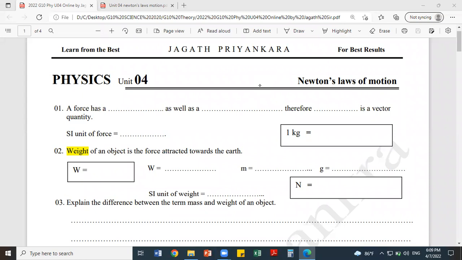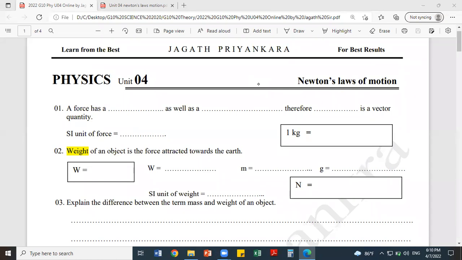Vectors and non-vectors. Vector means it has a definite direction as well as a magnitude. Therefore force is also a vector. For example, your weight is acting towards the gravity, therefore your weight is a vector. But your mass, the total quantity of matter in your body, is measured in kilograms, and that is a non-vector. So there's a big difference between mass and weight, right?